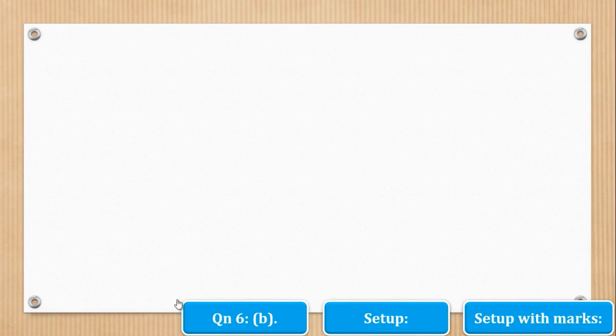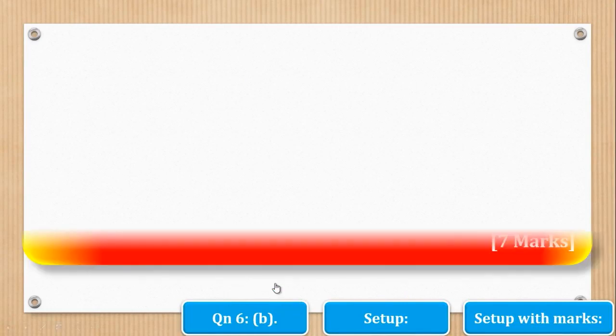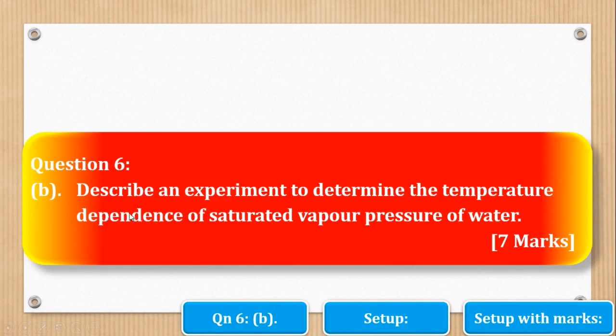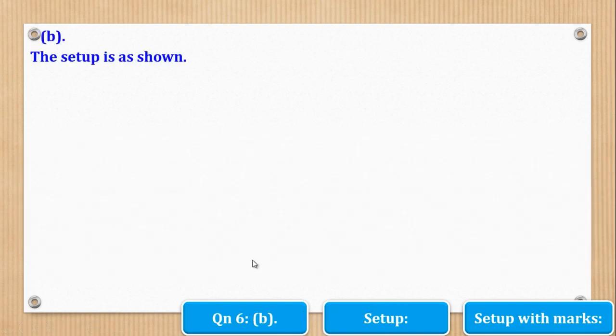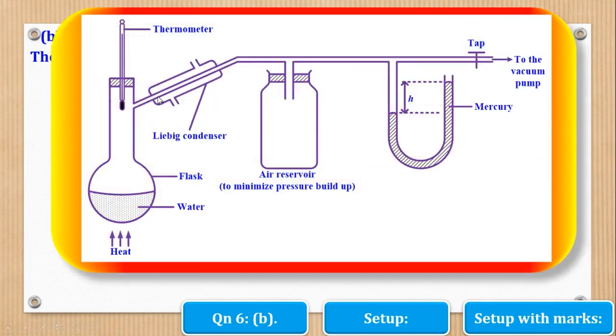Now let's go to question 6 part B. Part B says, describe an experiment to determine the temperature dependence of saturated vapor pressure of water, and they give it 7 marks. So the setup is as shown, so you have to draw this setup as it is.